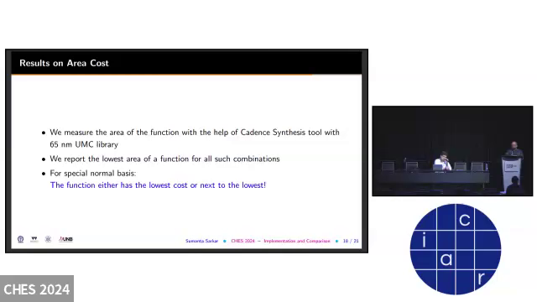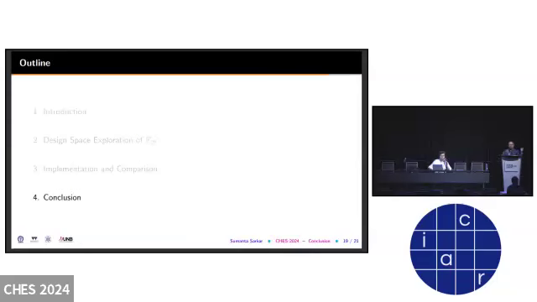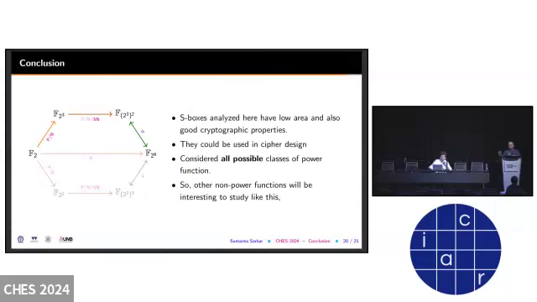And for special normal basis, we either got the lightest one or next to the lightest. So what we saw in theory was actually validated by the tool. So we are at the end of this talk. We have analyzed these 6-bit S-boxes and how this field decomposition helps in lightweight design.